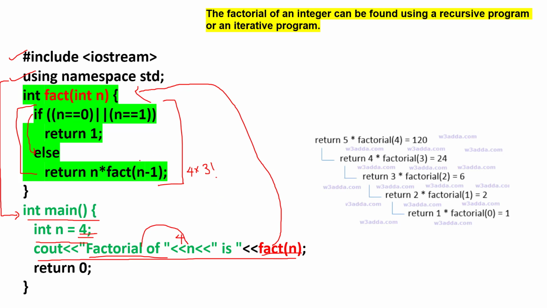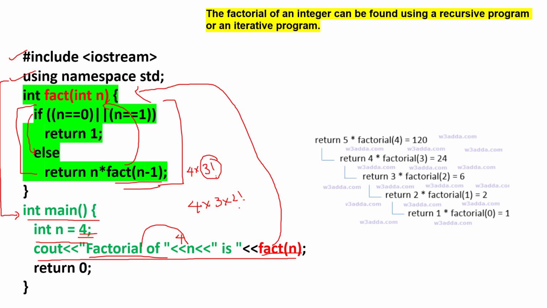Okay. So this factorial is again a function. This is the beauty of a recursive function. Again, this is a function name. So again, the control will go to the user-defined function to find the 3 factorial. So in the next step, the value will be 4 into 3 factorial. The 3 factorial will be 3 into 2 factorial.